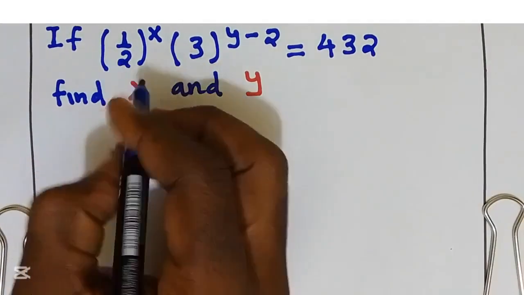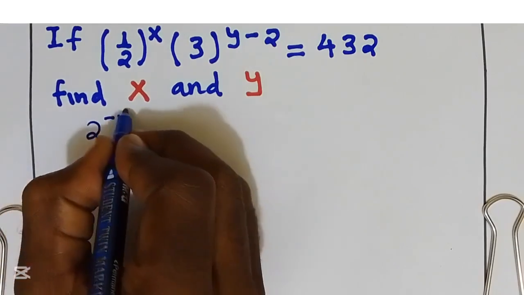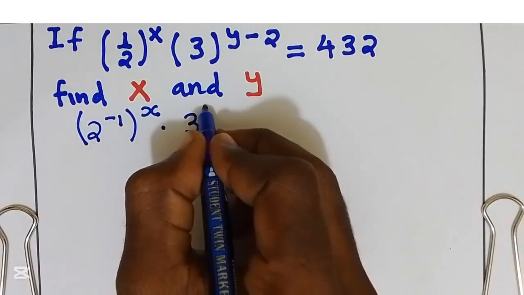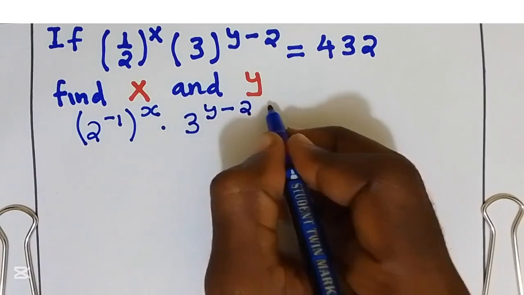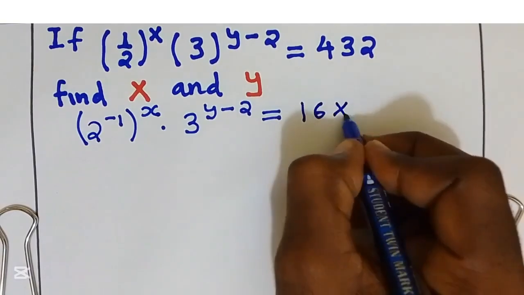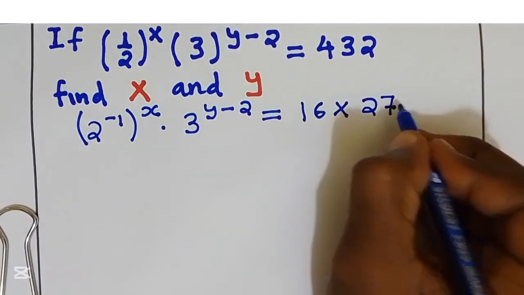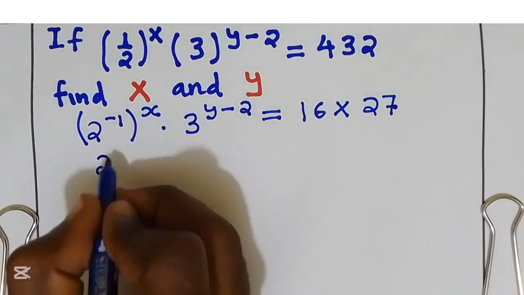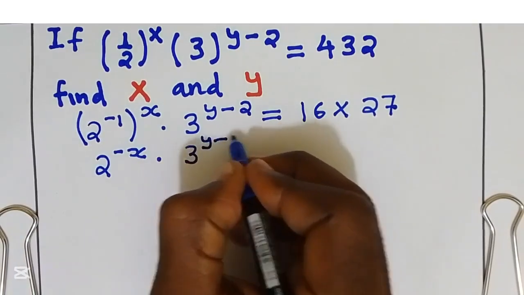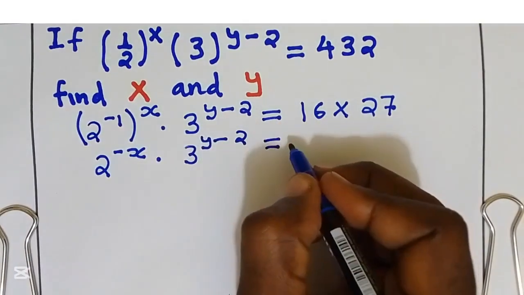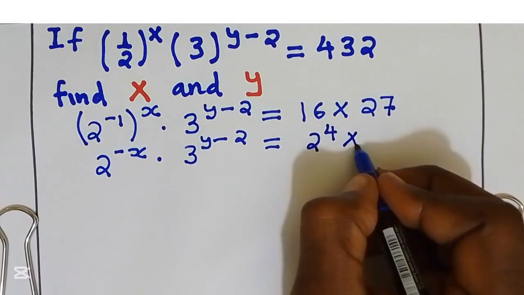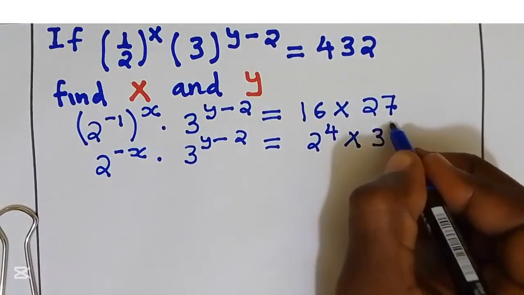1/2 is the same as 2 power negative 1, power x, multiplied by 3 power y minus 2. This is equal to 432, which is the same as 16 multiplied by 27. So I have 2 power minus x multiplied by 3 power y minus 2 is equal to 16, which is 2 power 4, multiplied by 27, which is the same as 3 power 3.